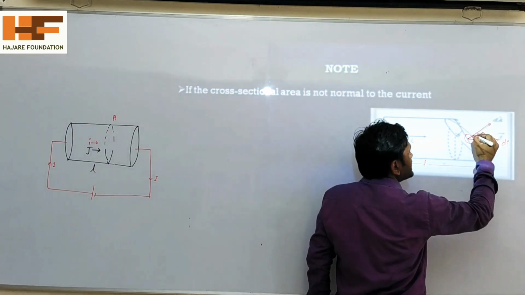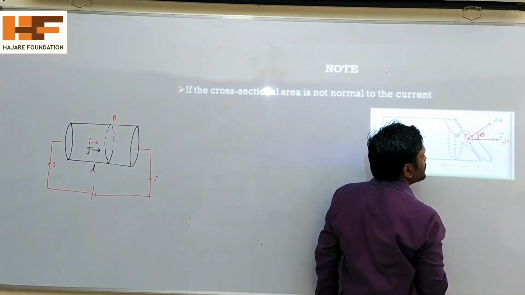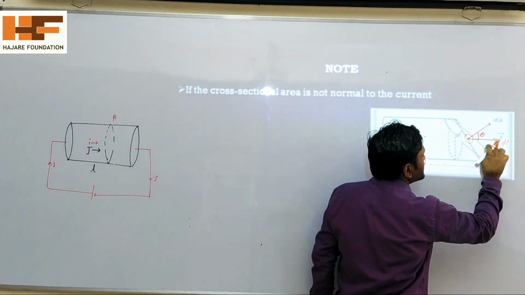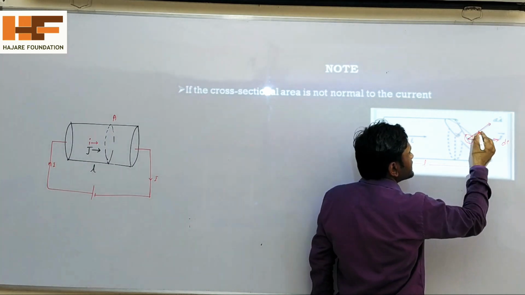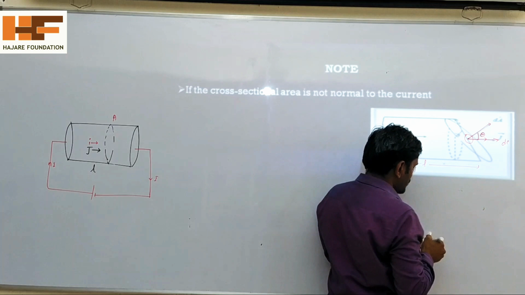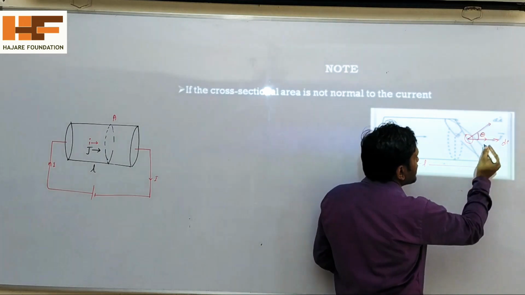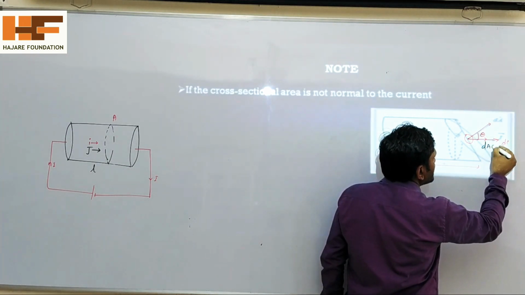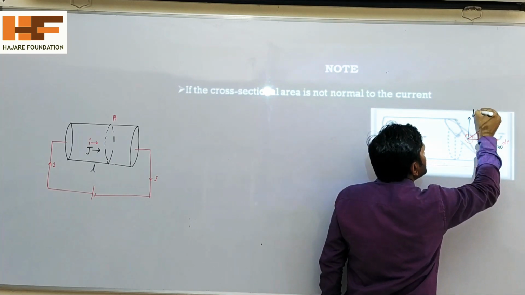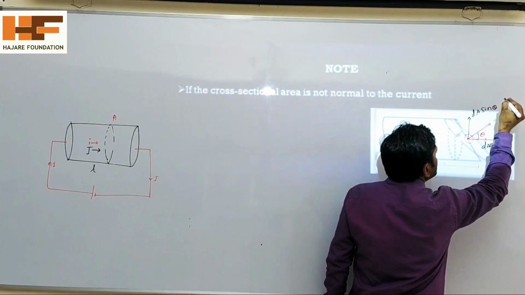This dA is resolved into two components because it makes an angle theta with the direction of this current dI. That's why it is resolved into two components. One is dA cos theta, and another one is dA sin theta.